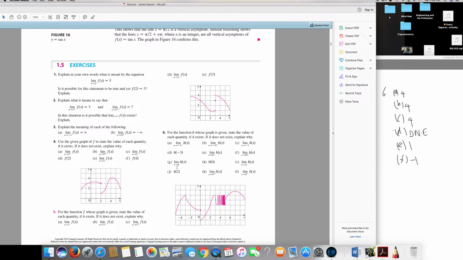And the next question is asking the limit of h of x as x approaches 0. When it approaches 0, it has two different values: from the left-hand side it is 1, and from the right-hand side it is negative 1. There are two different values, therefore the limit does not exist.